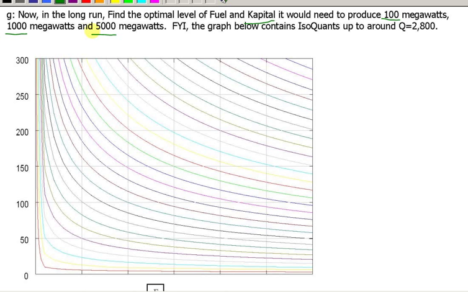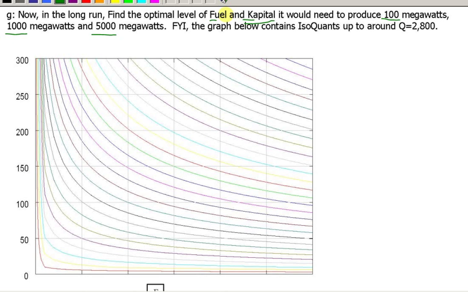Our two unknowns are how much fuel and how much capital. And here are what our two equations are going to look like. This is very similar to what we did when we were looking at utility maximization. We did a similar kind of problem a couple of times.